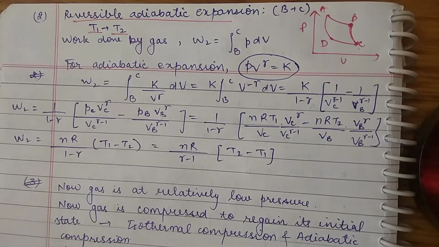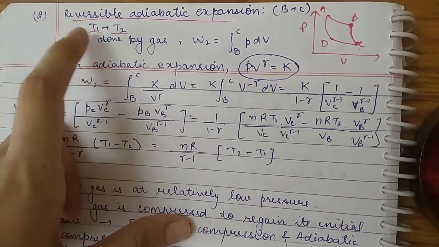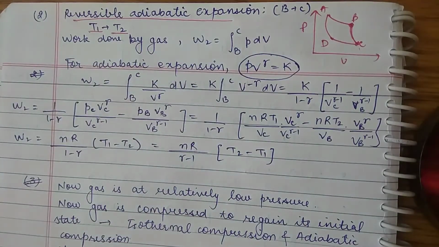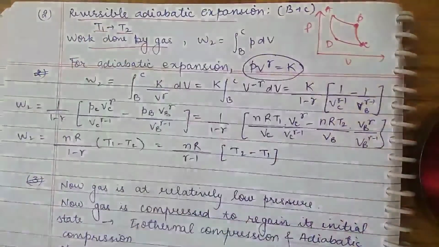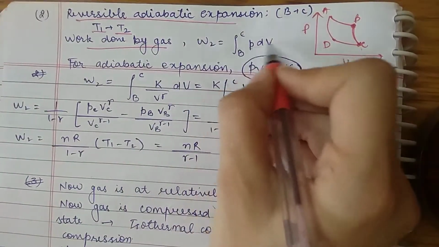In reversible isothermal expansion, the temperature was constant. Temperature was not changing. But in reversible adiabatic expansion, our temperature is changing from T1 to T2. Now, work done by gas will be equal to the integral from B to C of P dV.